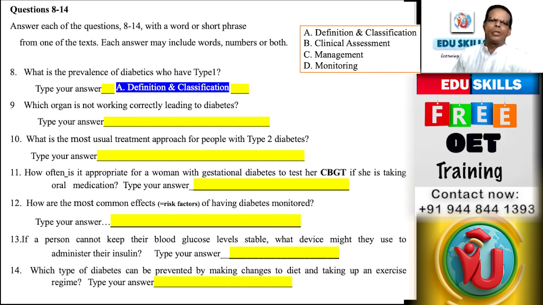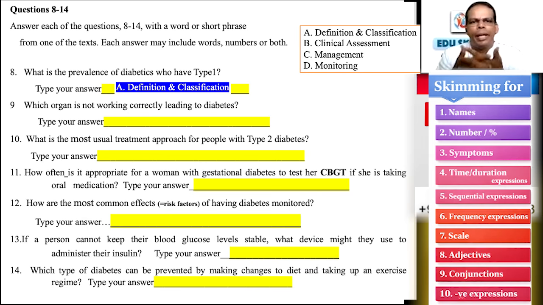What are they expecting there? Don't tell me the answer. What are they expecting there? A number, a name, or a number. Which organ is not working correctly, leading to diabetes? What are they expecting? Which organ? Organ. Any idea? A noun.